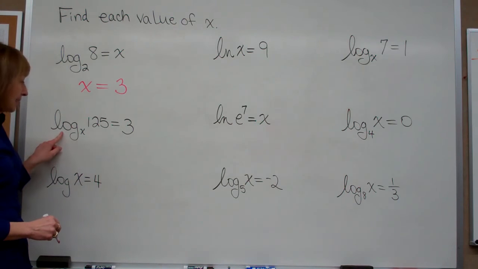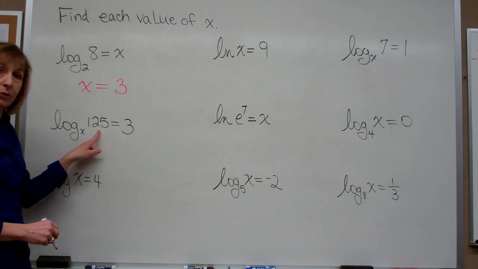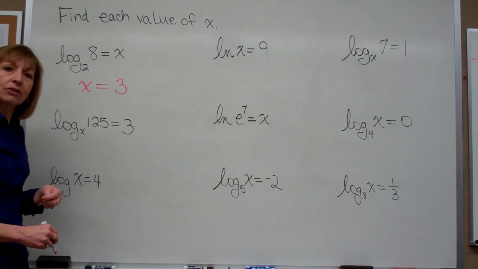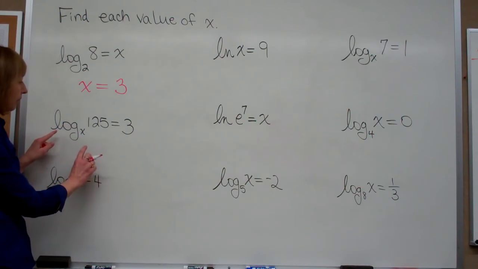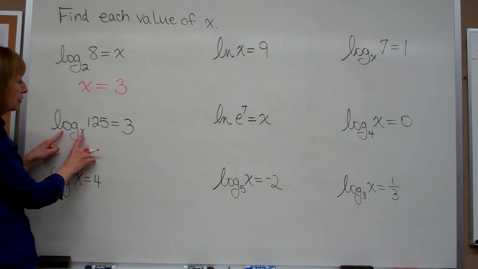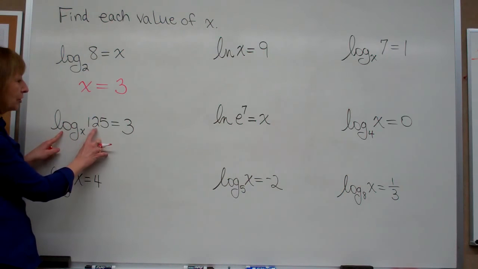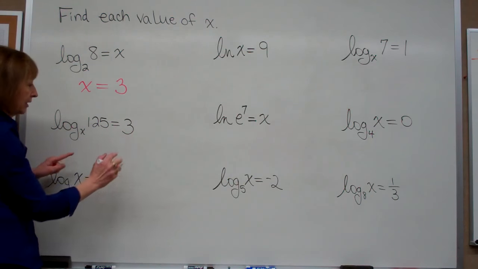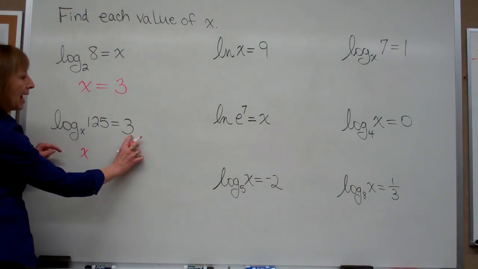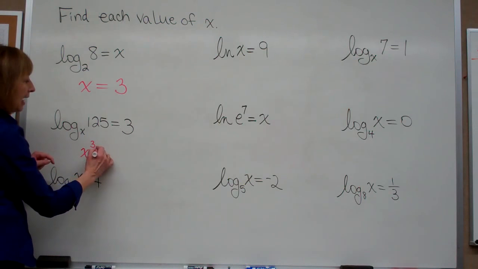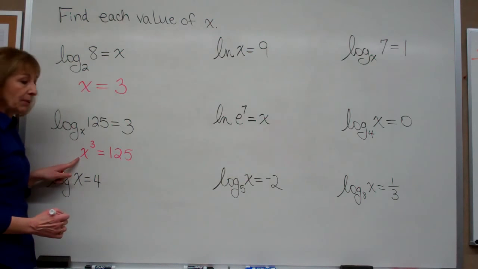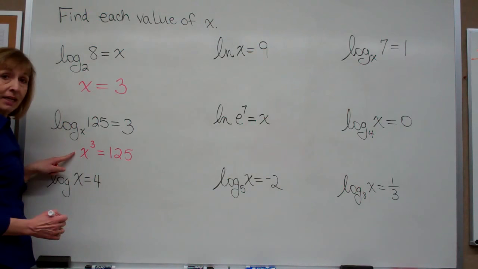When I look at this next example, log base x of 125 equals 3, it might suit us better to write this in exponential form and then solve it. So remember, logarithms are the exponents you put on this base in order to create this value. In this particular equation, it tells me that the exponent I put on the base to create that value is 3. So my base is x, my exponent on my base is 3, and I'm supposed to create the value of 125.